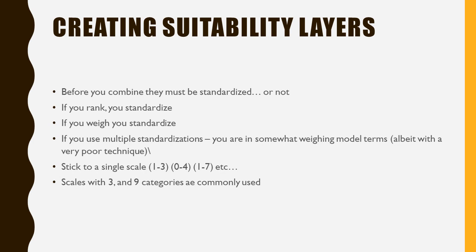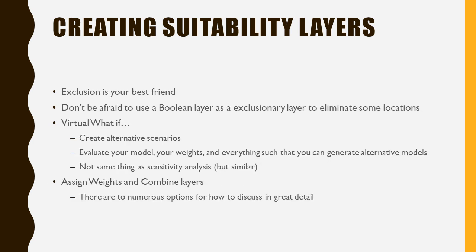If you use multiple standardizations, you're somewhat weighing in model terms, but it's not really the way you want to do it. So you want to select a single standardization and then stick to it. If you're going to use a single scale, that works great. Commonly when we use scales, we use things with 3 to 9 categories.